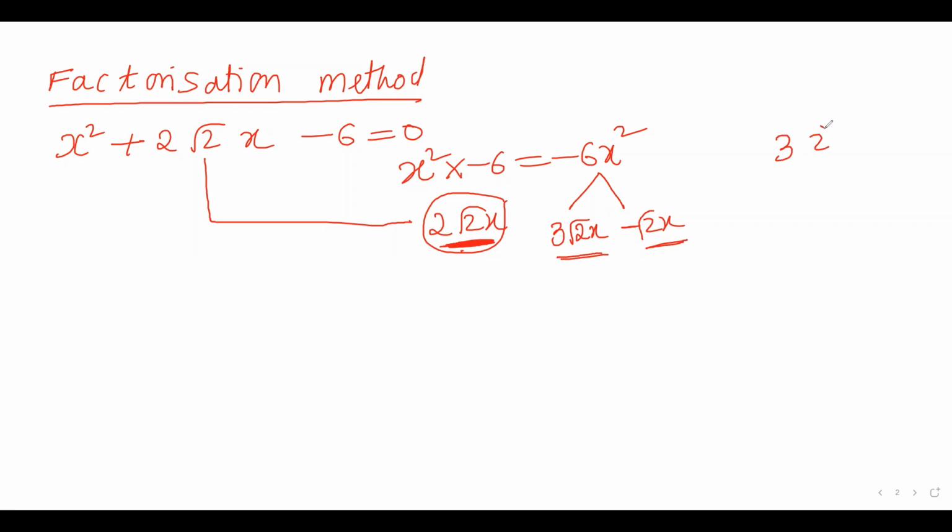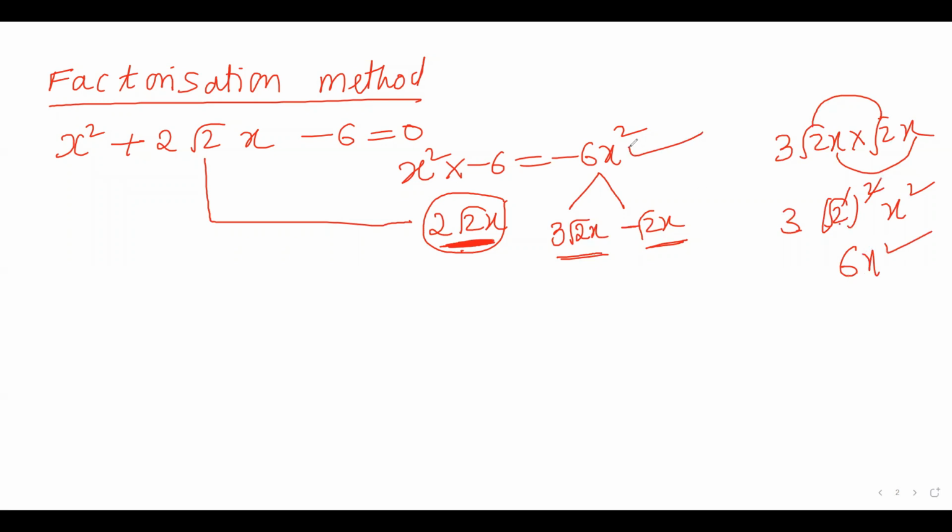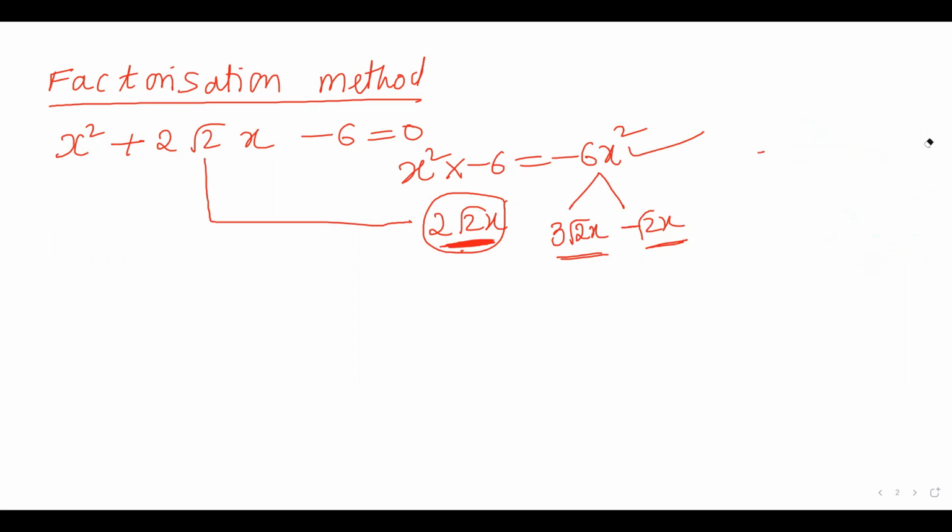When you multiply 3 root 2 x into root 2 x, we get x square, 3 as it is, root 2 into root 2 is root 2 square and the root will get cancelled. 3 2s are 6x square. Are you getting 6x square? And this is having minus, plus into minus, minus 6x square. Hope you understood why I have taken 3 root 2x minus root 2x. Now go back to the question.